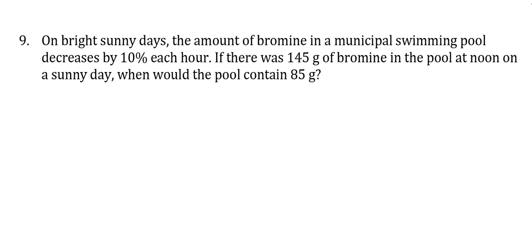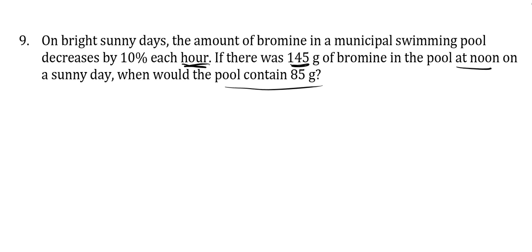On bright sunny days, the amount of bromine in a municipal swimming pool decreases by 10% each hour. I'm assuming bromine is like something that helps clean the water, keep it safe, because public swimming pools are disgusting. So if there was 145 at noon on a sunny day, when would the pool contain 85?